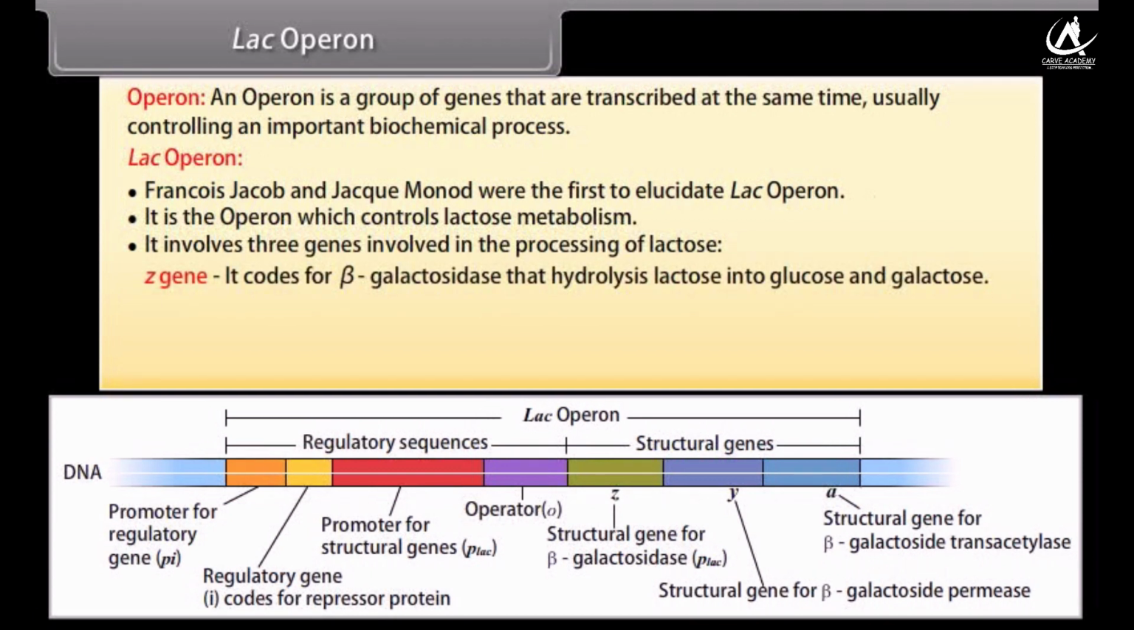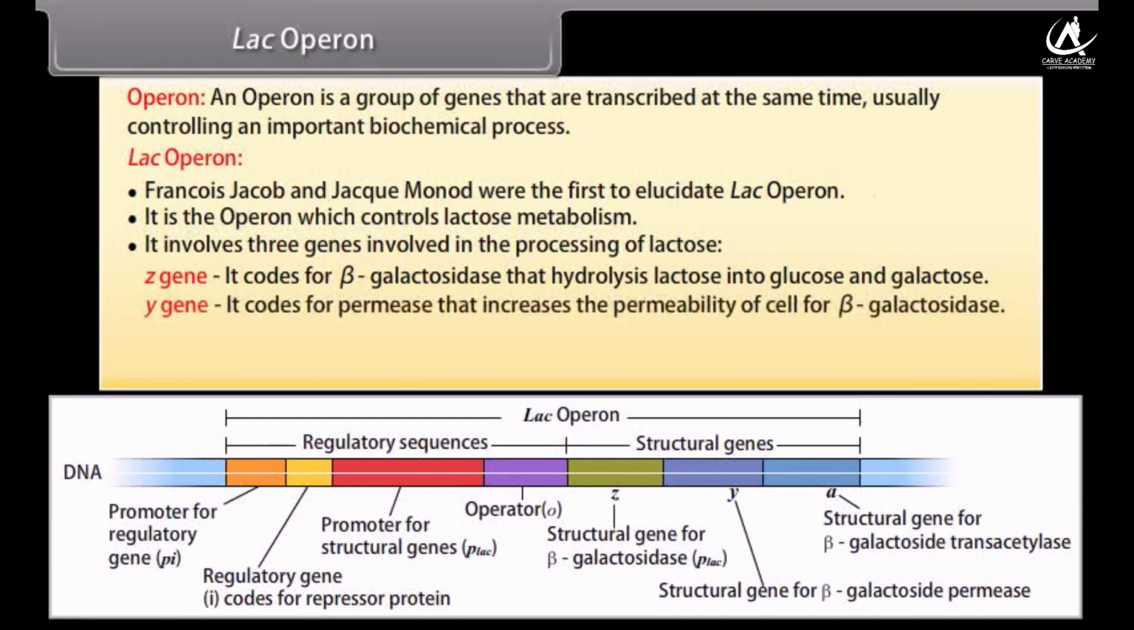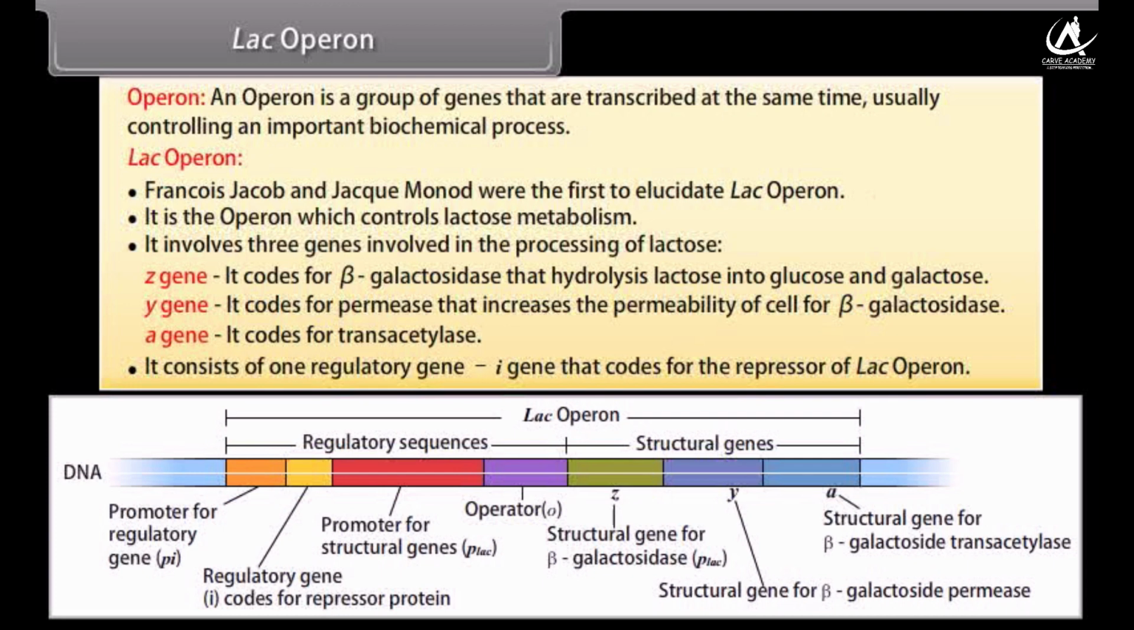Z gene. It codes for beta-galactosidase that hydrolyzes lactose into glucose and galactose. Y gene. It codes for permease that increases the permeability of cell for beta-galactosidase. A gene. It codes for trans-acetylase. It consists of one regulatory gene, I gene, that codes for the repressor of Lac Operon.